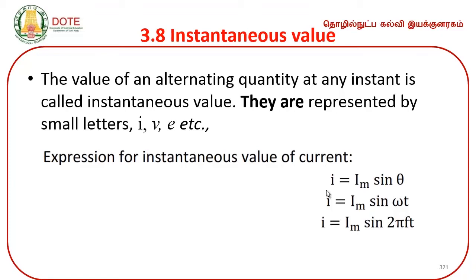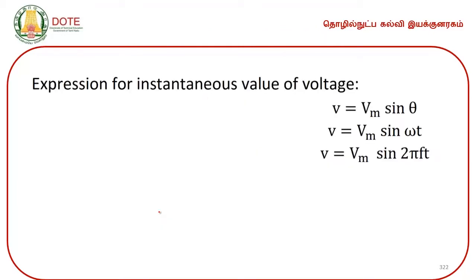The value of an alternating quantity at any instant is called instantaneous value. They are represented by small letters i, small v, small e, etc. Suppose you have a sinusoidal signal like this. If I calculate the voltage at a particular time t, what is the value of voltage? This is the corresponding voltage v. So, that is called the instantaneous value at time t. Suppose I calculate the value of voltage at time t equal to T1, then it is called the instantaneous value which is equal to V1.